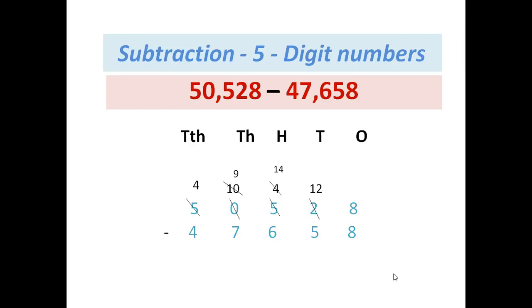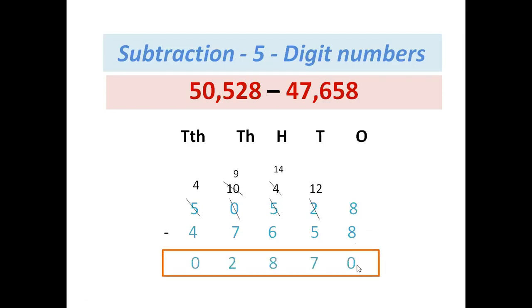Now let's carry out our subtraction. 8 minus 8 will give us 0, 12 minus 5 will give us 7, 14 minus 6 will give us 8, 9 minus 7 will give us 2, and 4 minus 4 again 0. So the difference of these two numbers is 2870.